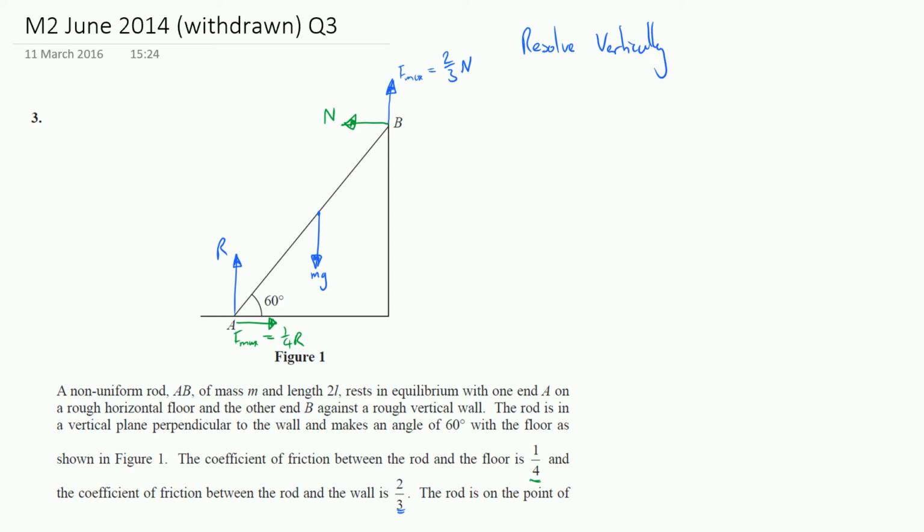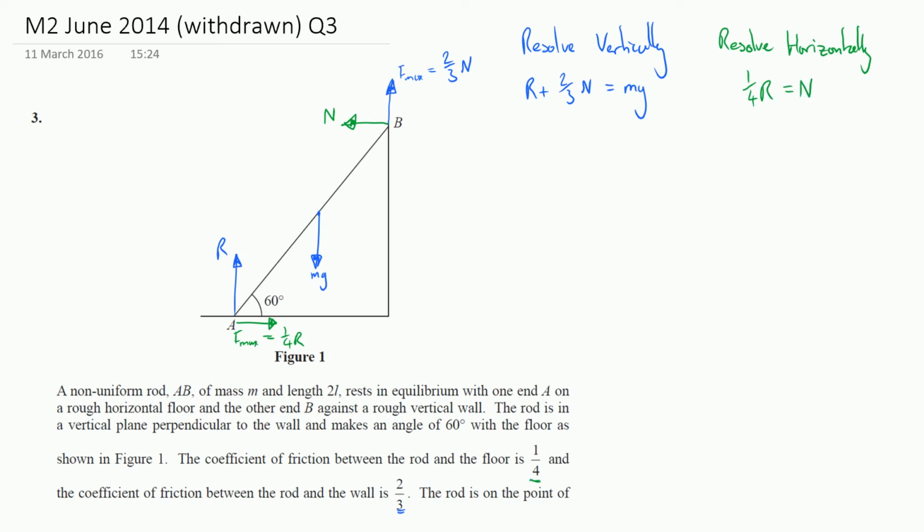Because if I resolve vertically, I know that R plus 2/3 of N will be equal to mg, and after resolving vertically we will resolve horizontally, and we'll find out that 1/4 of R will be equal to N.